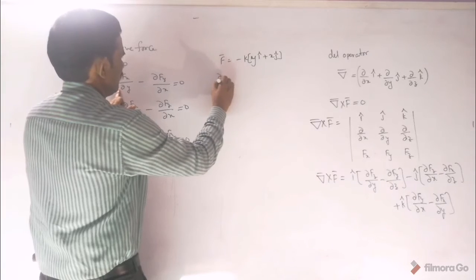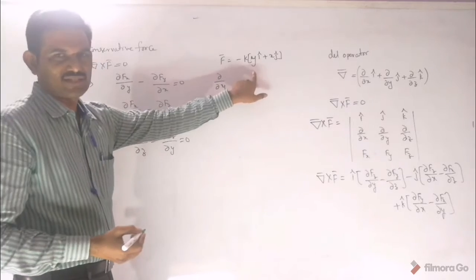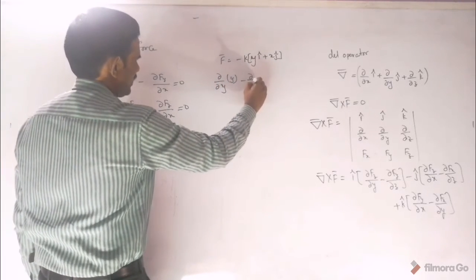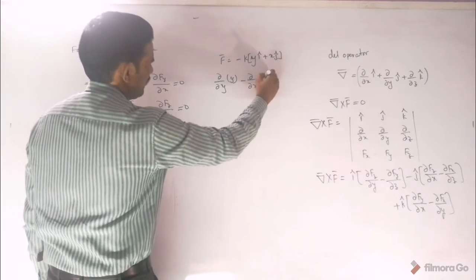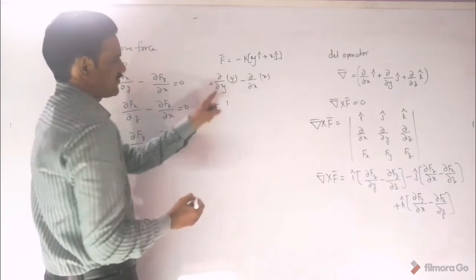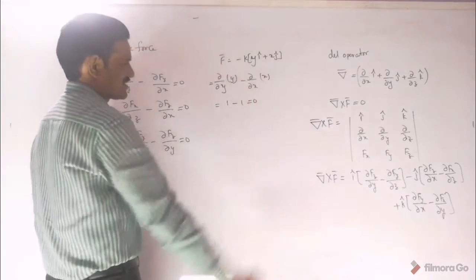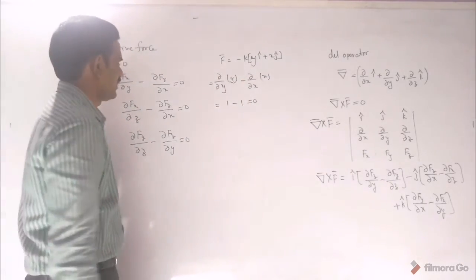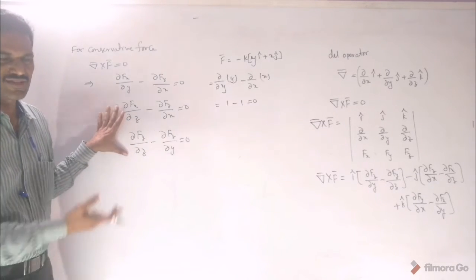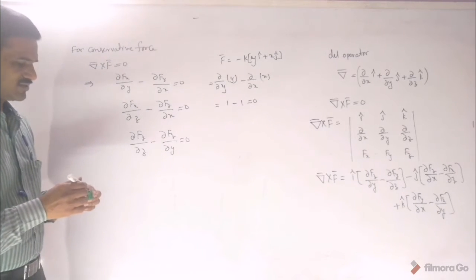So then this is dou by dou y of Fx. Now here Fx is nothing but y, minus dou by dou x of Fy, which is nothing but x. So now let us find this value. The differentiation of y with respect to y means 1, and minus x with respect to x means minus 1. So this is 0, right? So that is verified. And to verify the other component, the z component is not there, so no need of verifying this.